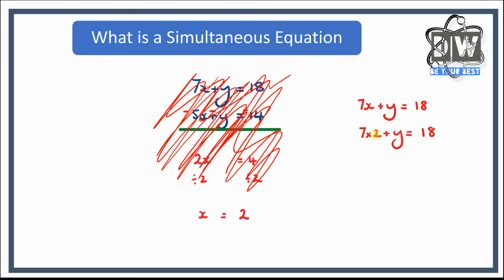So 7 times 2 plus y equals 18. Well, what's 7 times 2? That's 14. So we end up with 14 plus y equals 18. You've done this a million times before, haven't you? What would we do now? We've got 14 plus y equals 18. We want to make y the subject, so we're going to minus 14 from both sides, and we end up with y equaling 4. And it really is as simple as that.